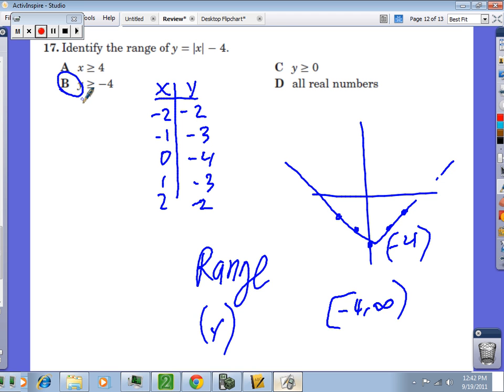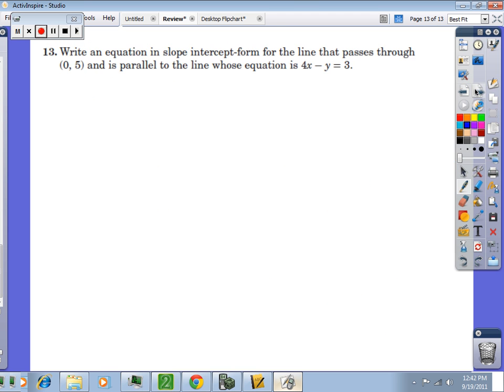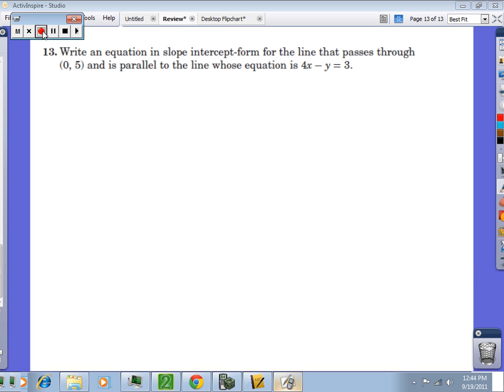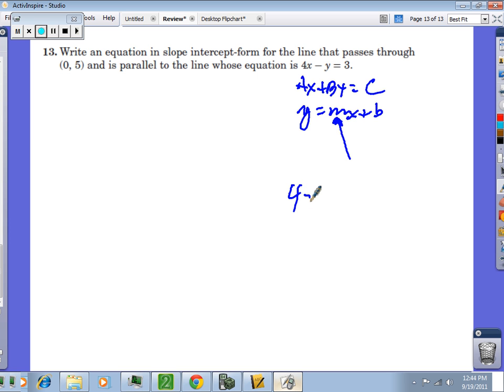Okay, last one. I think this is the last one. 13. They give it to you in ax plus by equals c form. You need to change it so that y is all by itself. Y equals mx plus b. Because we got to figure out what the slope is. The slope is m. But you can only find it if y is all by itself. So how are you going to get y all by itself?